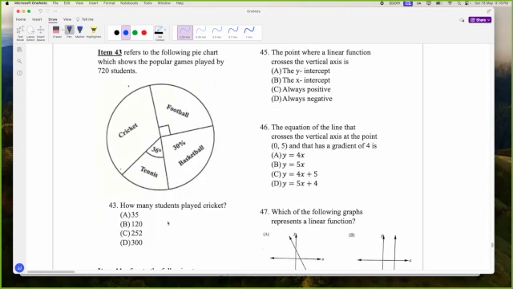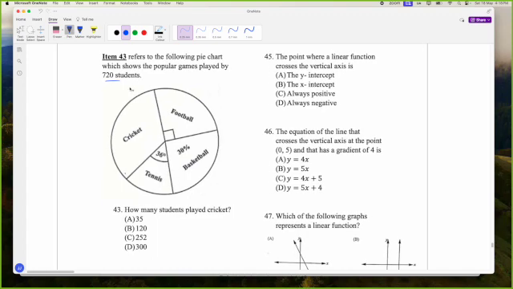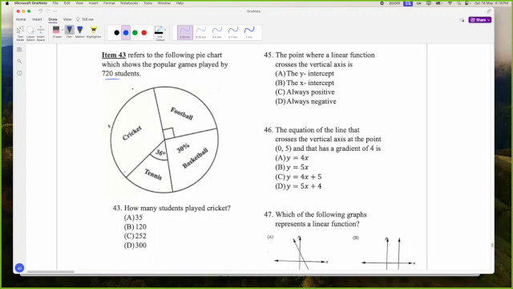15 questions in 10 minutes. What do you think? Refer to the following pie chart, which shows the popular games played by 720 students. Are you going to get this question too? Because I didn't see this question in January. So 720 students is the total of the pie chart. How many students played cricket?